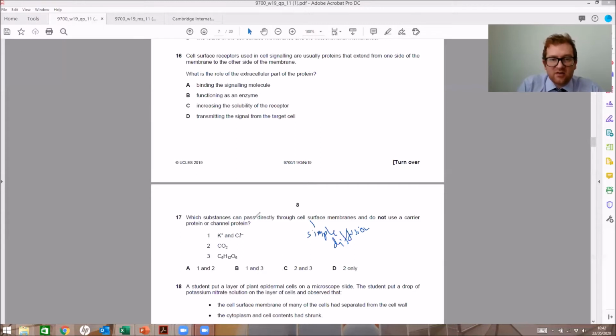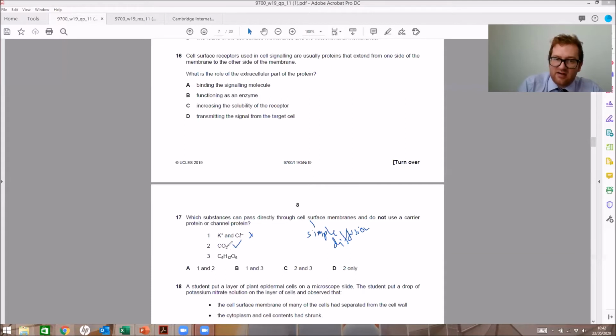Okay, so mineral ions generally are moved by active transport and therefore would need a carrier protein, or in the case of specific ion channels, they'll move along the channel proteins into the cell accordingly. So this one uses a channel protein or a carrier protein, whereas carbon dioxide does not need a channel protein or carrier protein.